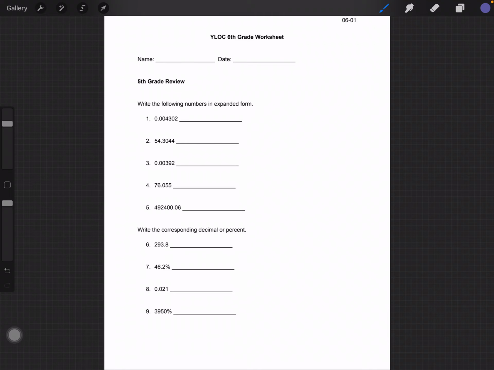I'll be walking you through the 6th grade worksheet. So the first sheet that you should have gotten says 5th grade review because we want to review what we did the year before we start our new school year.